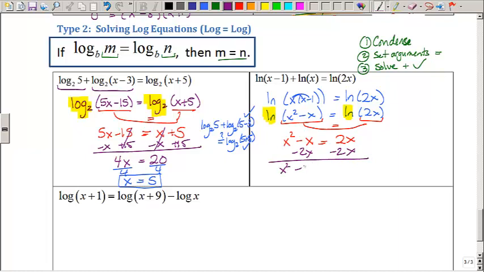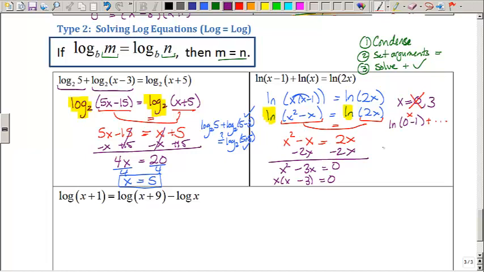Because it's quadratic, I'm setting equal to 0 to solve by factoring. And it looks like my two potential answers are 0 and 3. To check both of my answers, I'm plugging them back in. ln of 0 minus 1. 0 minus 1 is negative. Right off the bat, this is not a valid log, so I don't even have to keep going. I know that 0 cannot be a solution.